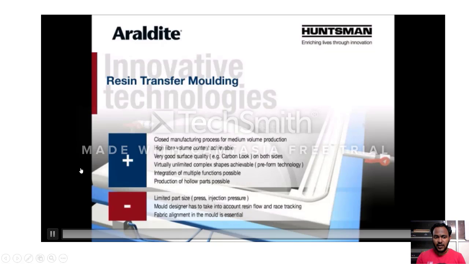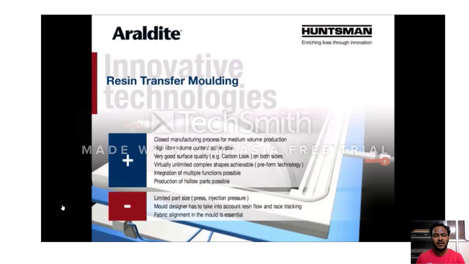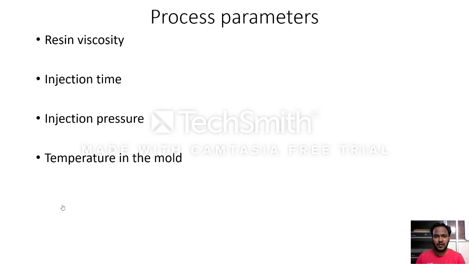Okay, I think now you have clearly understood what the preform molding, that is the resin transfer molding, is. So now coming back to our discussion, we'll move on to the process parameters. There are four process parameters involved in this: resin viscosity, injection time, injection pressure, and temperature in the mold.